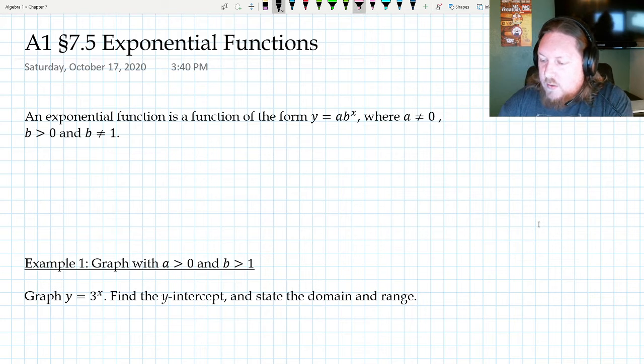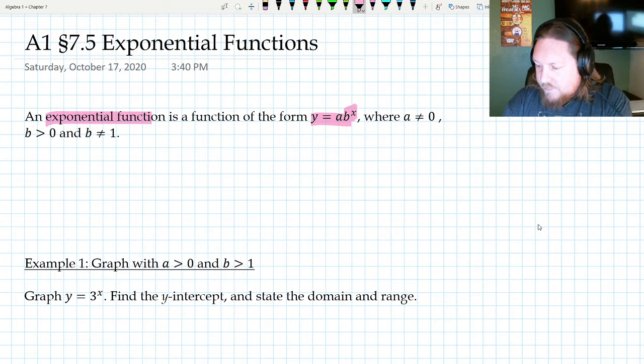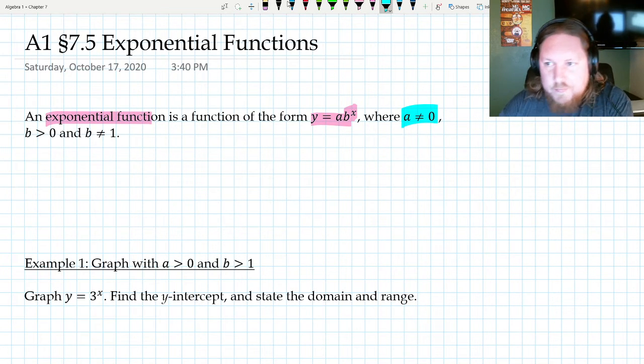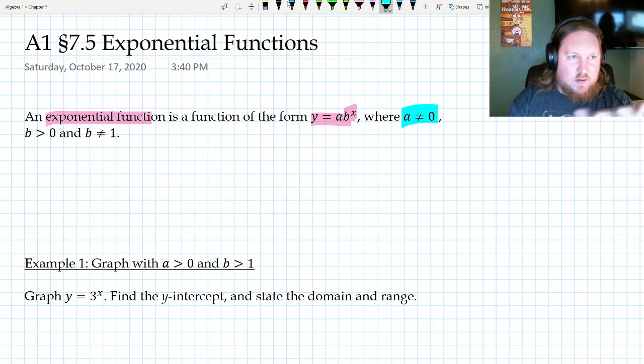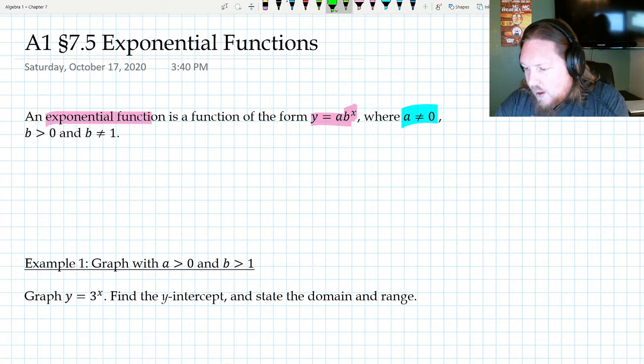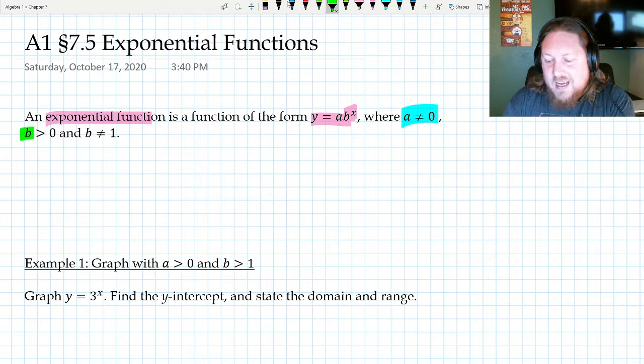So they're generally of the form y equals a b to the x. The x is the exponent there. A couple important things. The a value can't be 0 because if it's 0, it's always getting multiplied by the b, which has the exponent attached, and nothing happens. It's boring. Another important thing is b has to be positive, and it very specifically can't be 1.